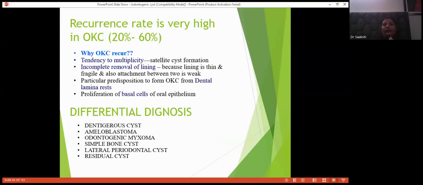Now, इसका recurrence rate इतना high क्यों है? 20 to 60% केस में इसका recurrence rate high होता है. First, tending to multiply.